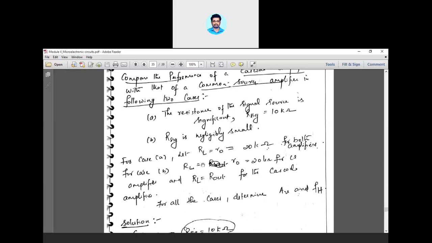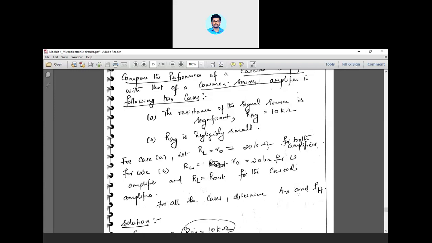But if you are not taking RSIG, then you have to take RL equal to R0 for the CS amplifier. For the CS amplifier, RL equal to R0, no change. But for a cascode amplifier, you have to take RL equal to Rout. You know what is the difference between R0 and Rout? R0 is the 20 kilo ohm which is given in the question, whereas Rout is the overall output resistance of the common gate. So that should be exactly matched for a cascode amplifier. So RL should be equal to Rout for a cascode amplifier.